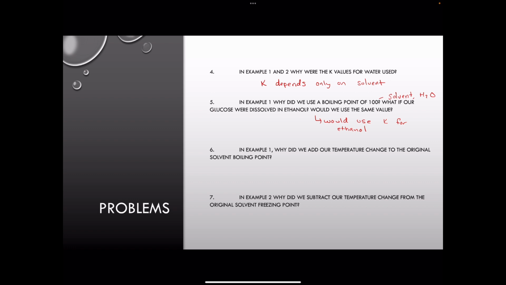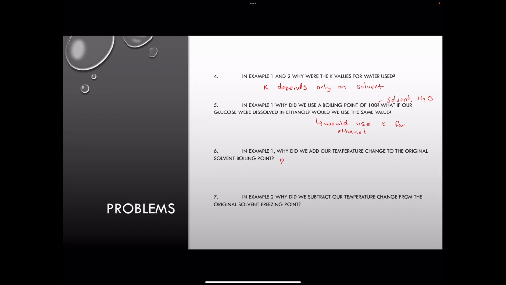Now, in example 1, where we were looking at boiling point elevation, once we found our temperature change, we added our temperature change to the original solvent boiling point. So why did we do that? Well, again, remember that our property is boiling point elevation.